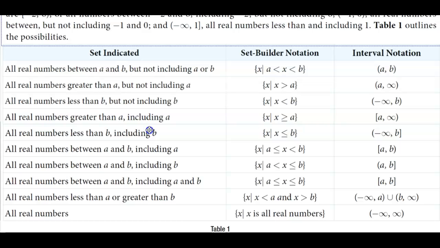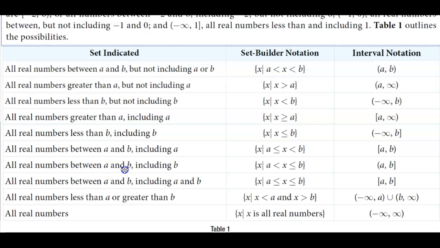All real numbers greater than a, including a, would be x such that x is greater than or equal to a. Since we're including a, we have a bracket a, comma, infinity with parentheses. All real numbers less than b, including b, would be x such that x is less than or equal to b, which you'd have parentheses at negative infinity all the way to b with a bracket because you're including b. All real numbers between a and b, but including a, would be x such that x is greater than or equal to a and less than b. So you're including the a, but not including the b here.